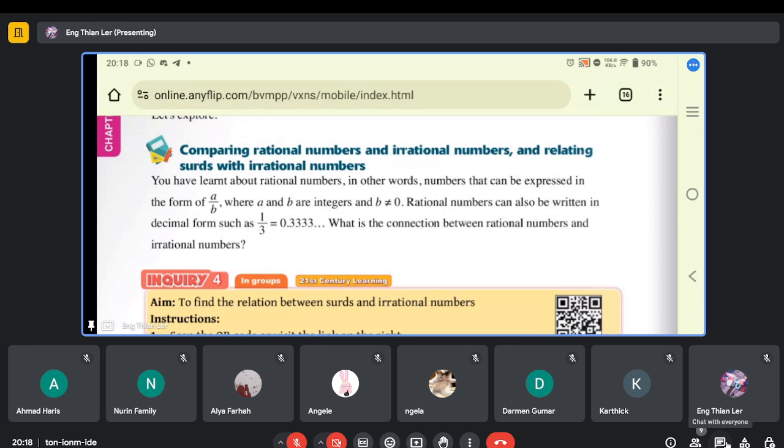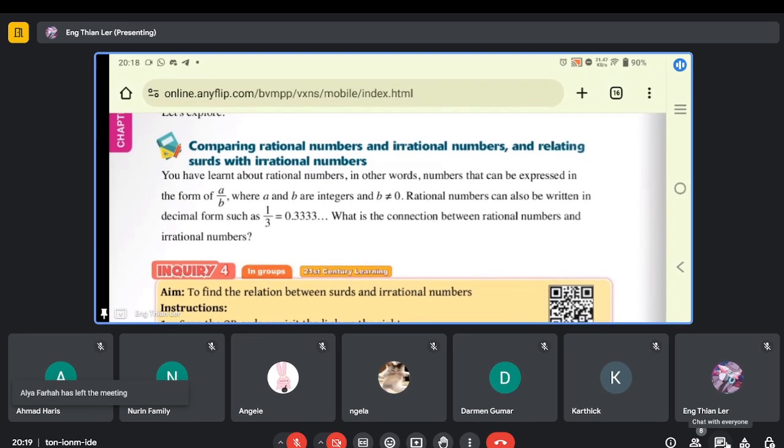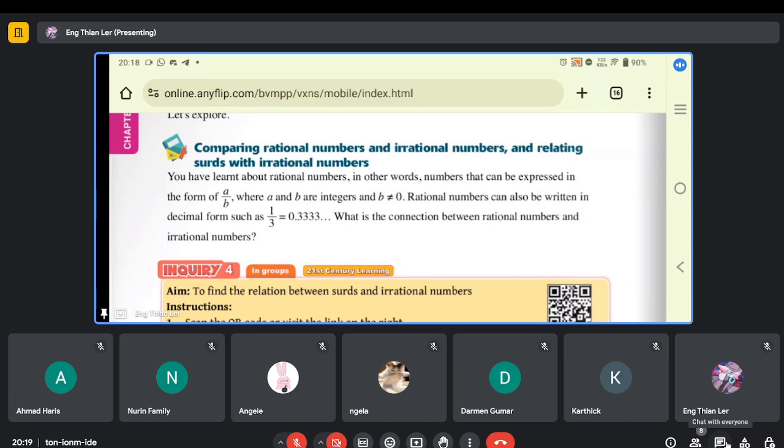Surd is a bigger range for irrational numbers. So surds are also known as irrational numbers. So surd 2, surd 3, surd 5, cube root of 11, when you hear surd, mostly it is an irrational number. So what is an irrational number? Like I said, it cannot be written in fraction form or a to the power b.